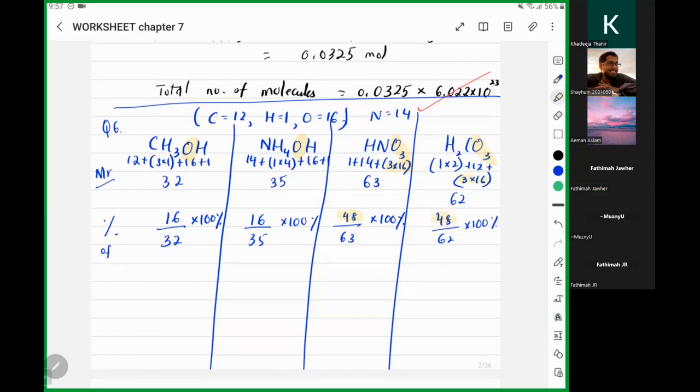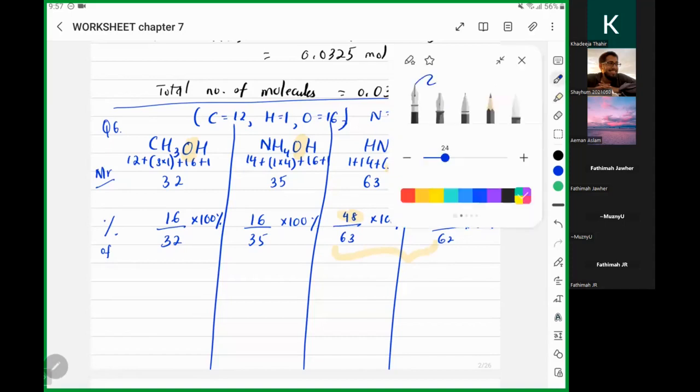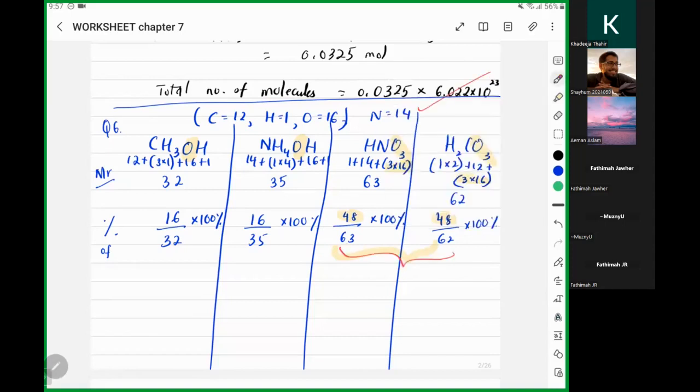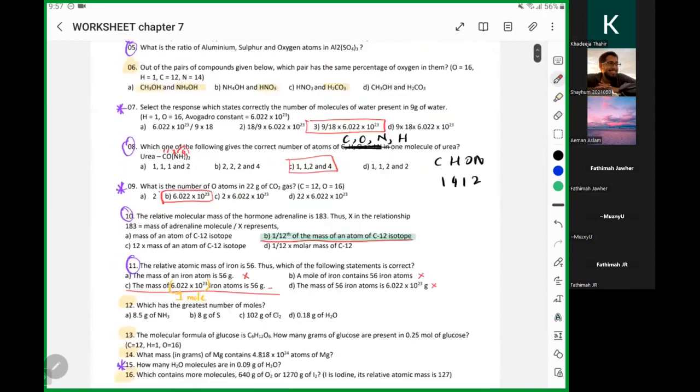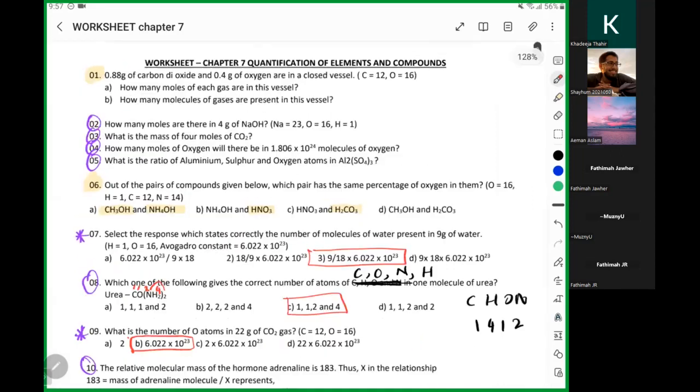Is it clear? You have to go for the approximate answer. So 16 over 32 is anyway 50%. Then 16 over 35 is like 45%. 48 over 63 is like 76%. 48 over 62 is also like 77%. So these two are closest to each other, so you will go with this. Let's see from the answers. Yes, the answer will be C. Got it?